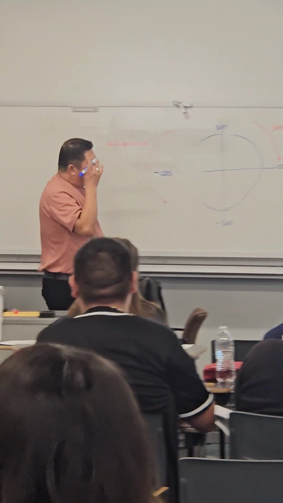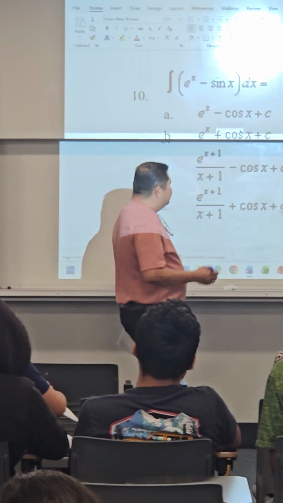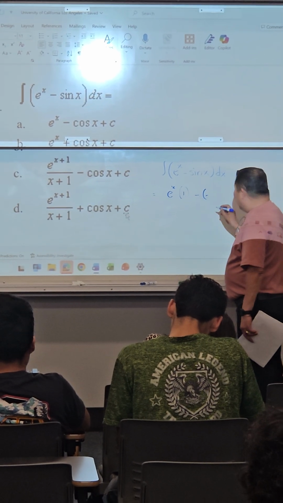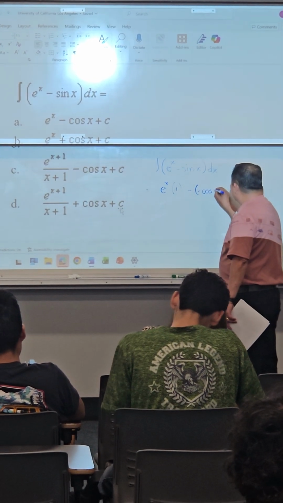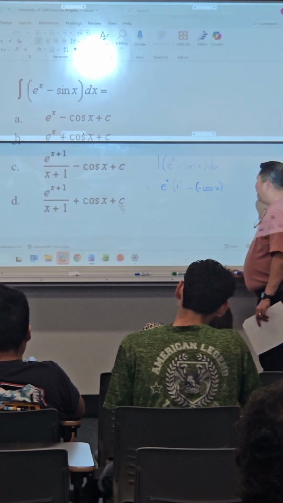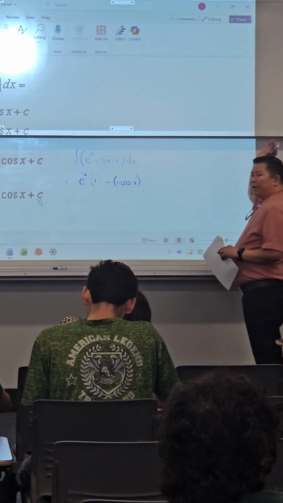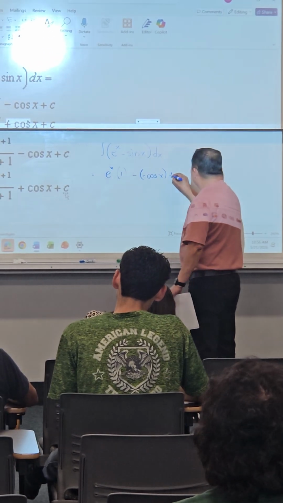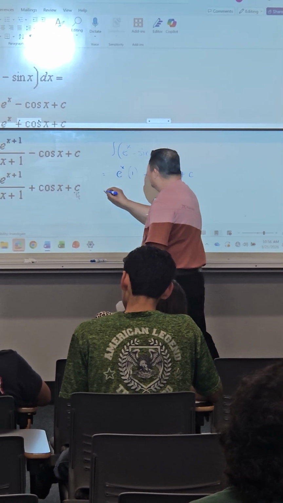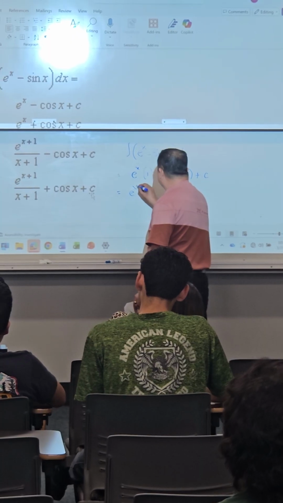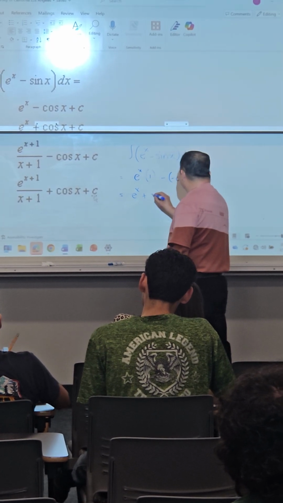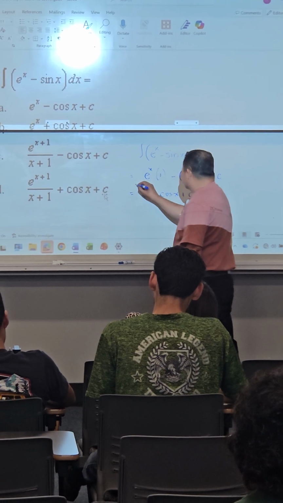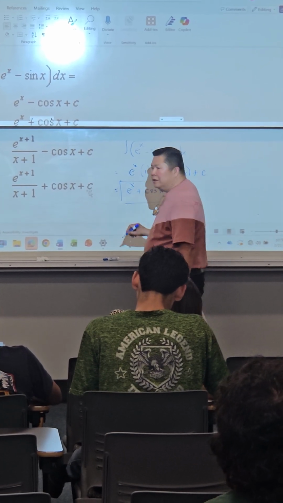Okay, so we have negative cosine, okay? Negative cosine x. And then what do we do? What's next? The small pieces, which we cannot see. So plus c. So we have e to the power of x, and then plus cosine x plus c as the final answer. Any question?